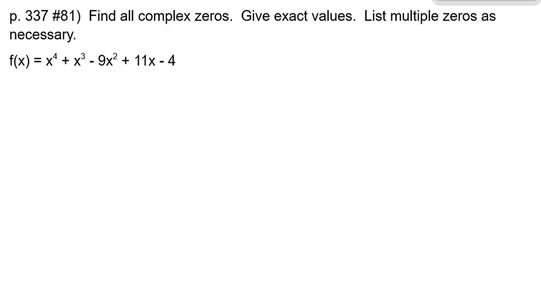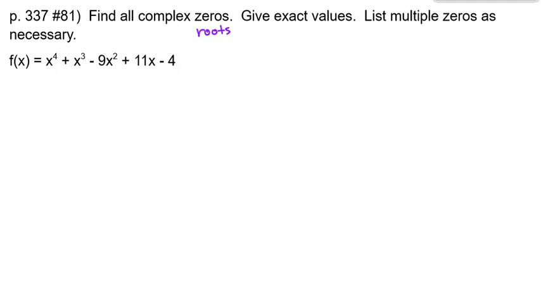Problem number 81 from page 337. We're supposed to find all complex zeros, and by zeros we mean roots, and give exact answers, listing multiple zeros as necessary. We happen to have a quartic polynomial this time, so it might take us a while to find the roots because there are 4 of them. We're going to have to do a little bit of searching.